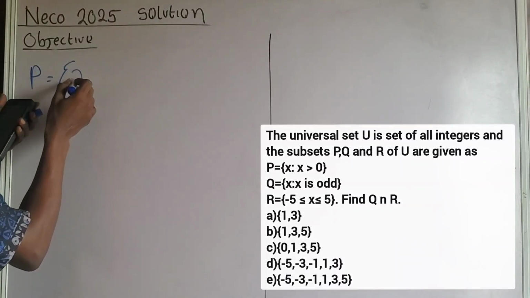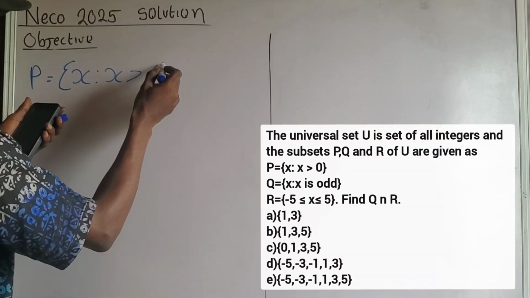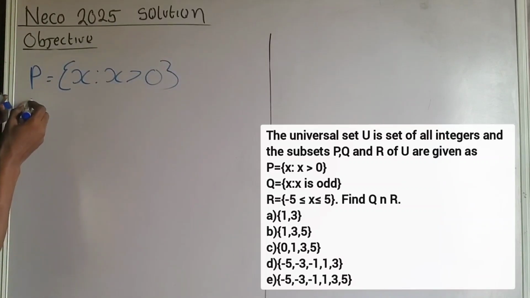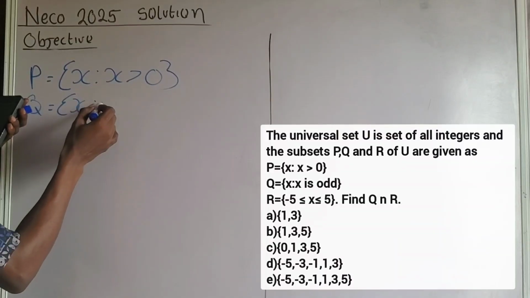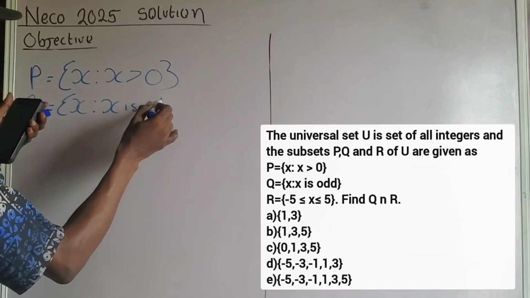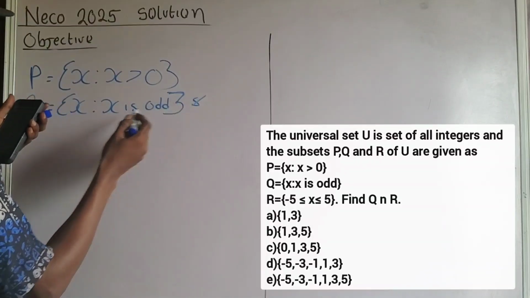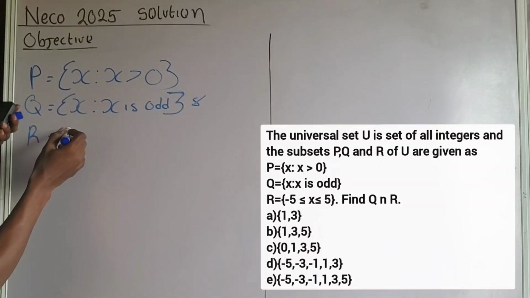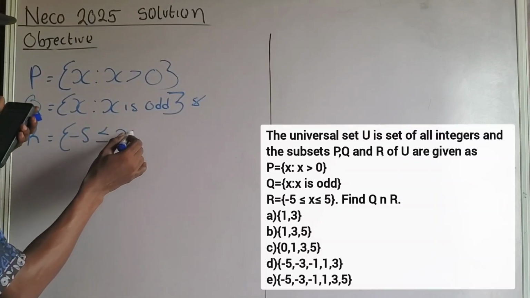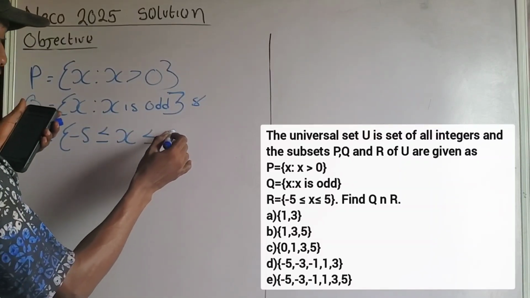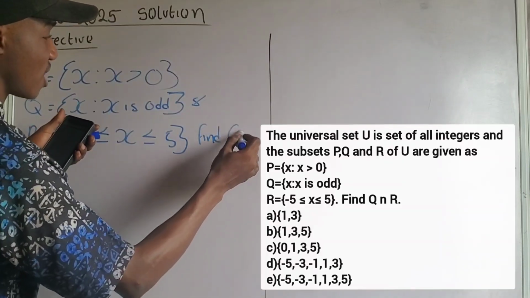We have P: x such that x is greater than 0. Okay, this is for P. Then for Q, we have x such that x is odd, and for R, we have -5 is less than or equal to x is less than or equal to 5. We are asked to find Q intersection R.